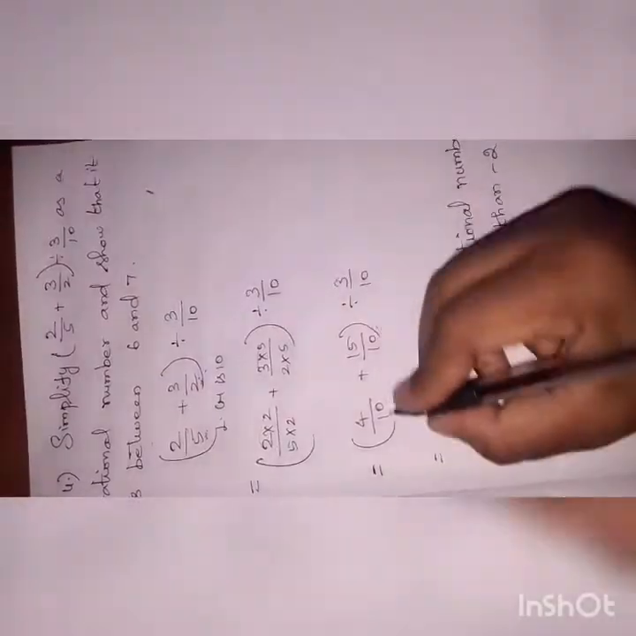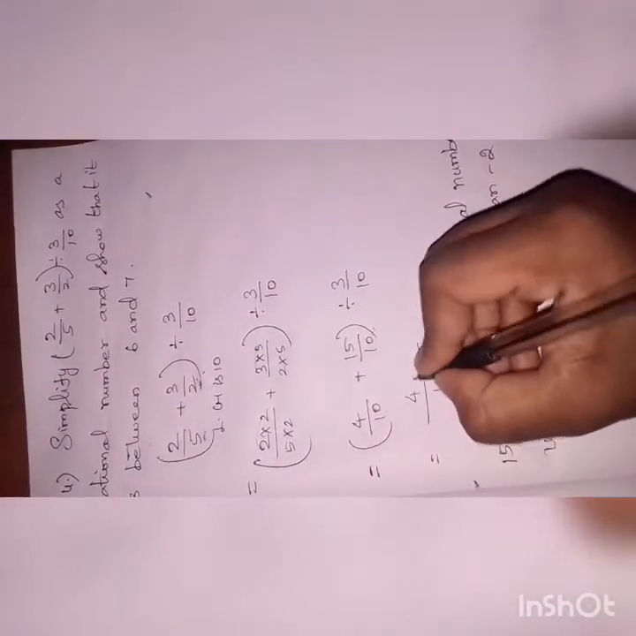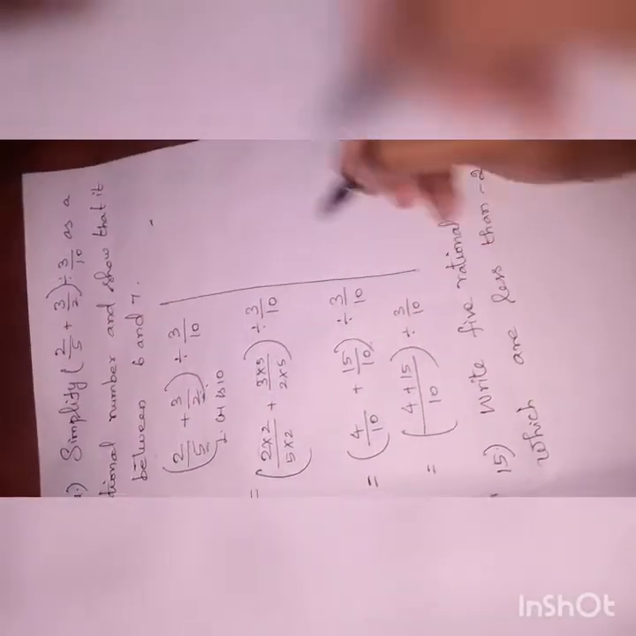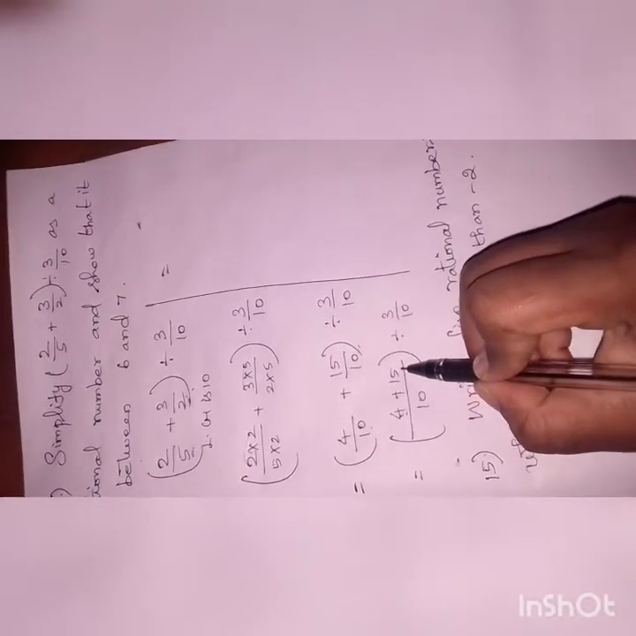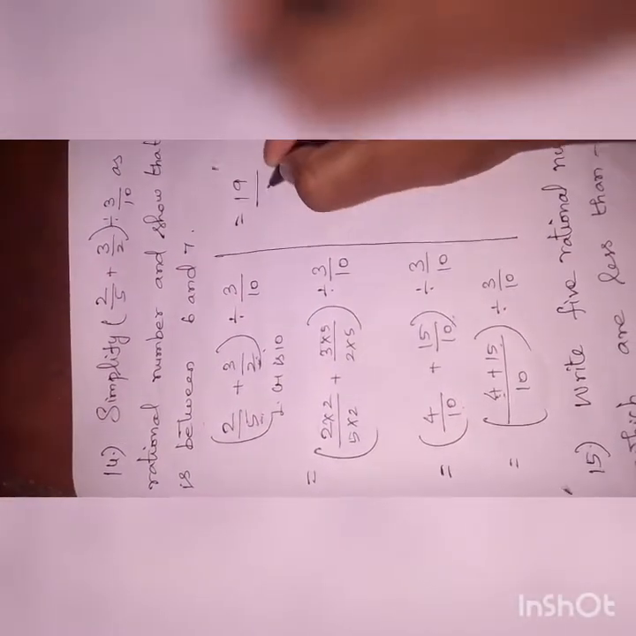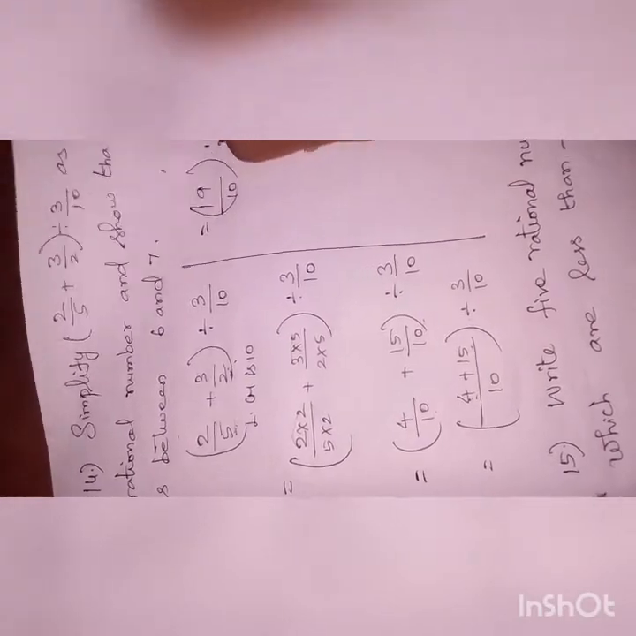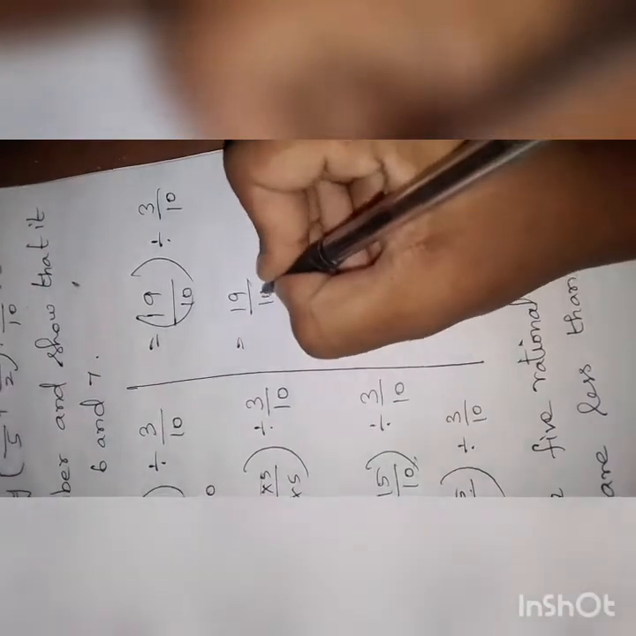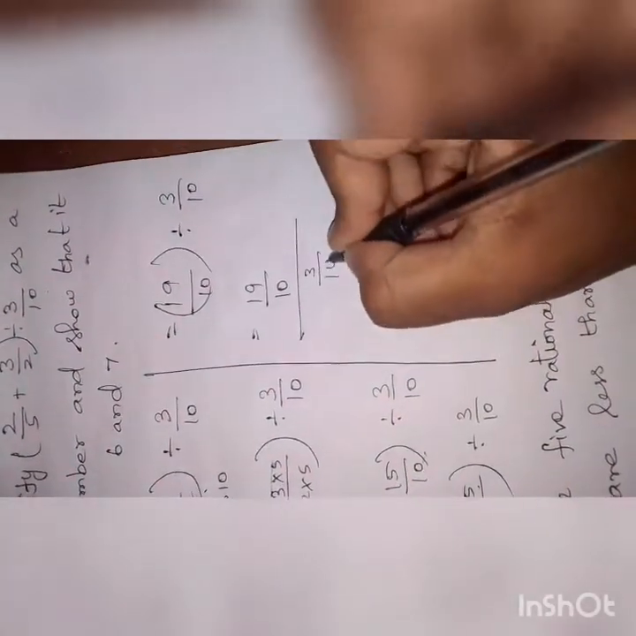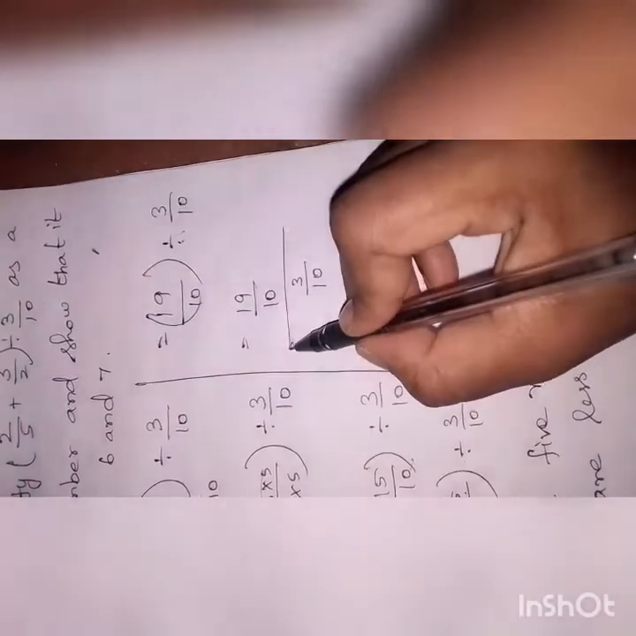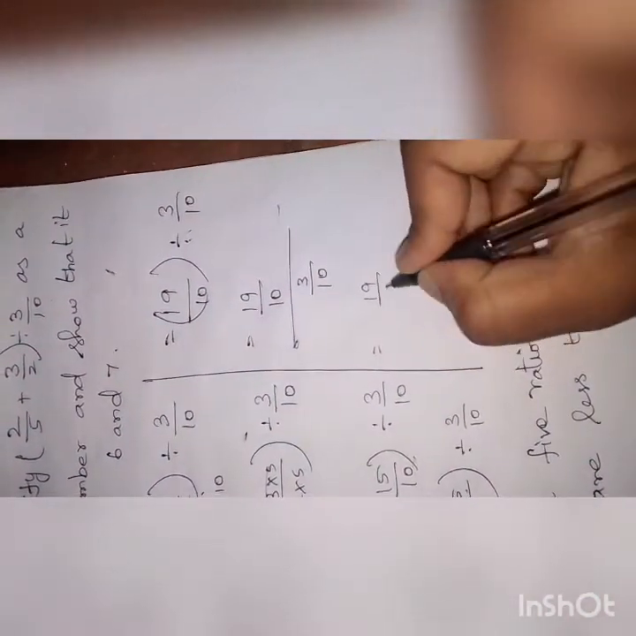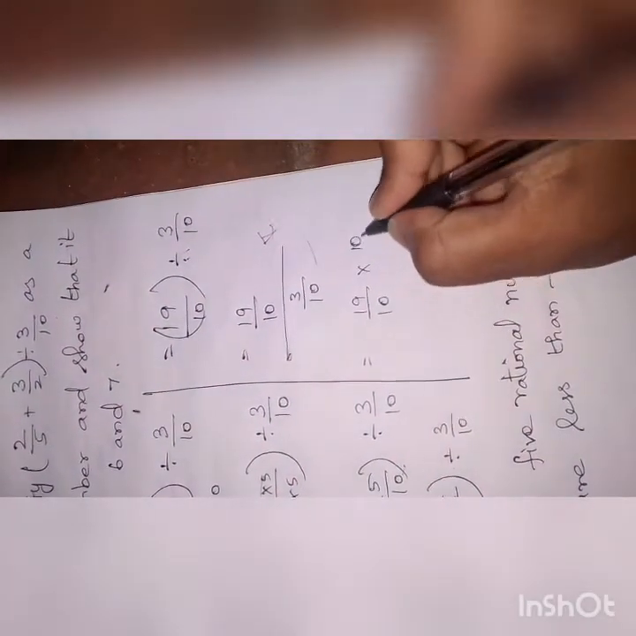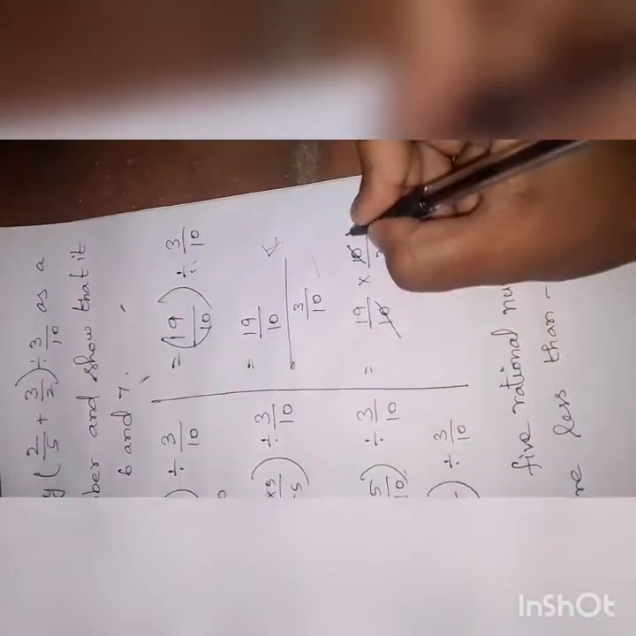So now the denominators are common. So the whole is 4 plus 15 divided by 10, divided by 3 by 10. Again add the numerators. 4 plus 15 is 19 by 10, divided by 3 by 10. So how can we write this number? 19 by 10 divided by 3 by 10, right? Instead of this divide, I want to bring it to the numerator. So what does it become? It gets reciprocal. So 10 by 3. Now cancel 10 ones are 10 ones are.